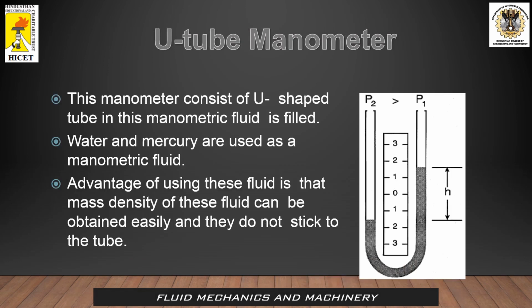The basic form is the U-tube manometer. It consists of a U-shaped glass tube which has the manometric fluid in it. The manometric fluid may be one of two standard liquids, water or mercury, as shown there. The advantage of using these fluids is that their mass density can be easily obtained, and they don't stick to the tube.